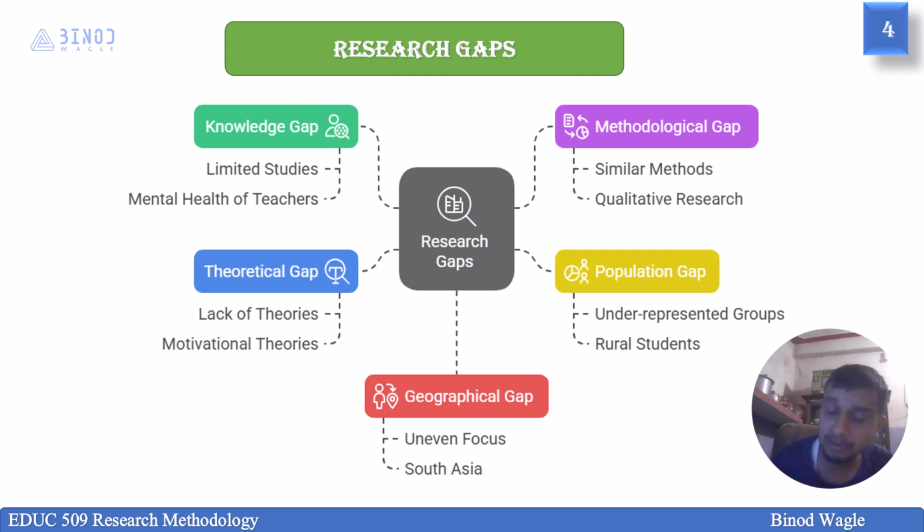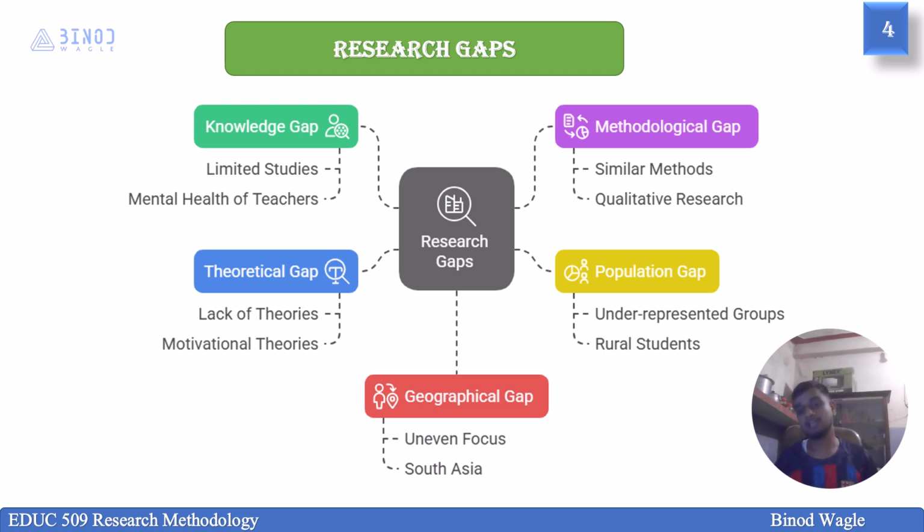Another one is the population gap. We can use a different kind of population. A population gap is when a certain group or population is underrepresented in the existing studies. For example, studies on mobile learning focus on urban students but ignore rural ones. Another researcher can conduct research by addressing the population gap in the rural area or even in both areas. That will be the population gap on the same topic of mobile learning.